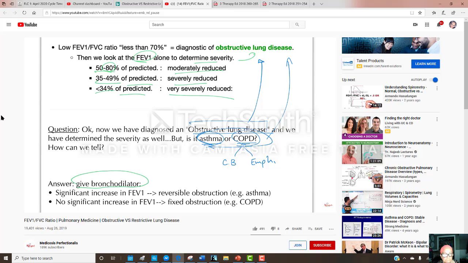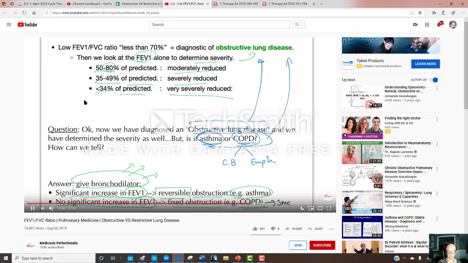If after giving bronchodilator, such as a beta-2 agonist, you find significant improvement and increase in FEV1, this is reversible obstruction which happens in asthma. But if there is no significant increase in FEV1, the patient did not improve after the introduction of the beta-2 agonist, this is a fixed obstruction, such as COPD, thanks to the horrible habit of cigarette smoking. I'm not talking about cigars, I'm talking about cigarettes. Okay, both of them are bad, but when we're talking about COPD, we're talking about cigarette smoking.